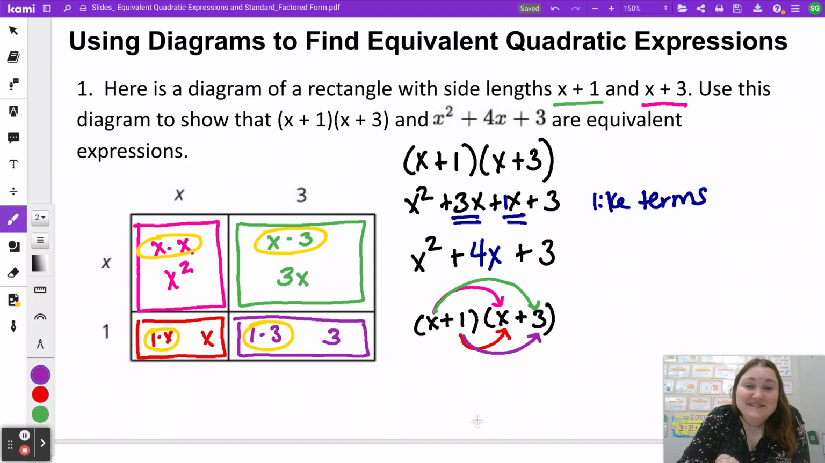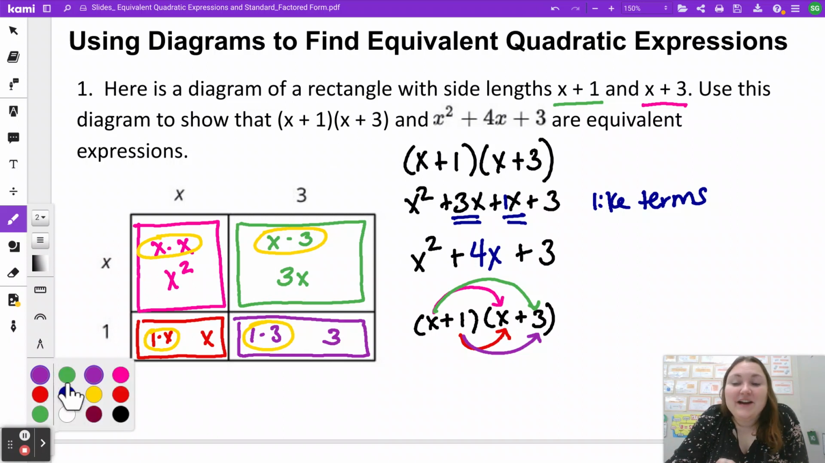See with the arrows, you can see there's a lot more going on. There's a lot more multiplication, which is why more students, when it comes to these type of problems, might like the diagram because it helps us keep all of that multiplication organized. No matter how you do this problem, though, you will get the same answer.